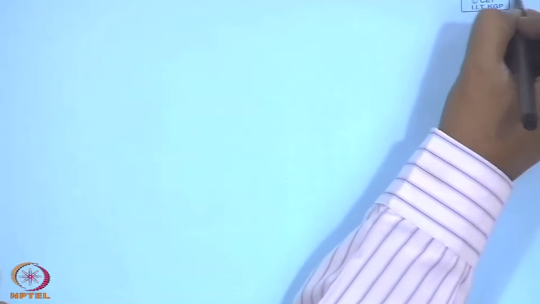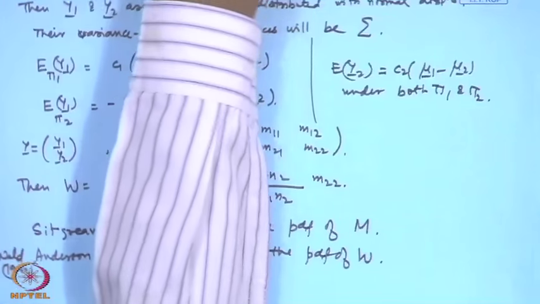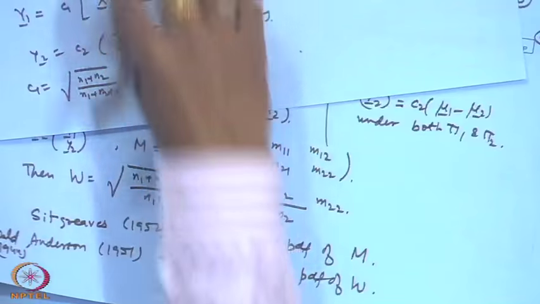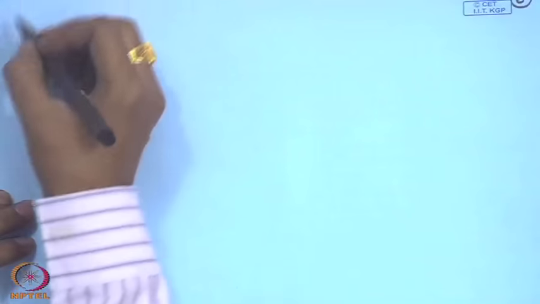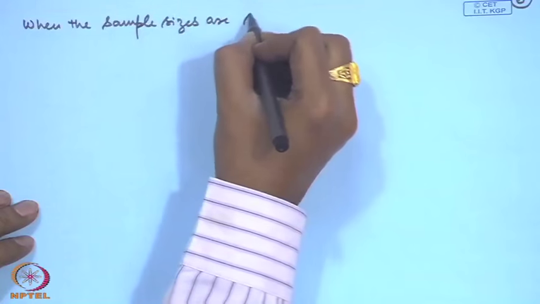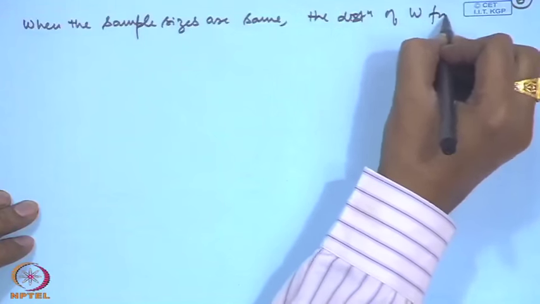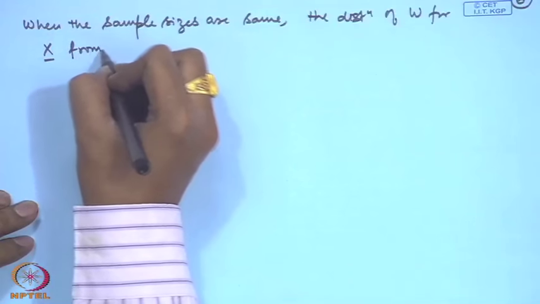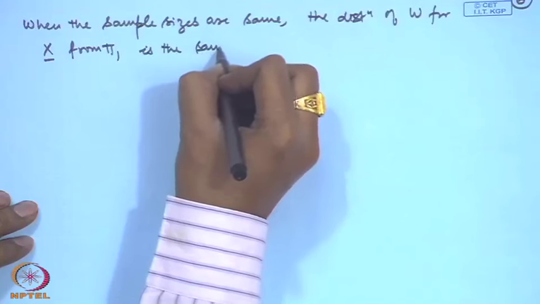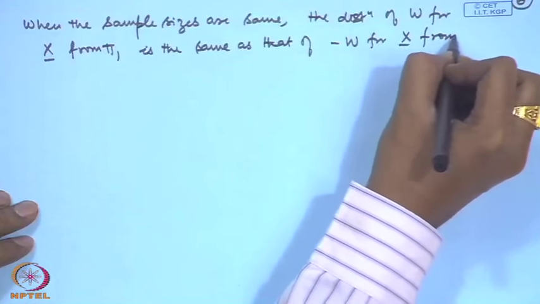One special case is when the sample sizes are equal, then some simplification does occur, because in that case this term will simply vanish. Also, this will become half, half, etcetera, so things will become much simpler. Here also it will become symmetric. So we discuss this case separately. When the sample sizes are the same, the distribution of W for x from pi 1 is the same as that of minus W for x from pi 2.